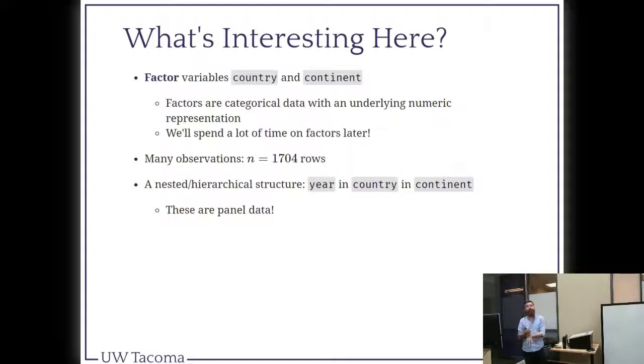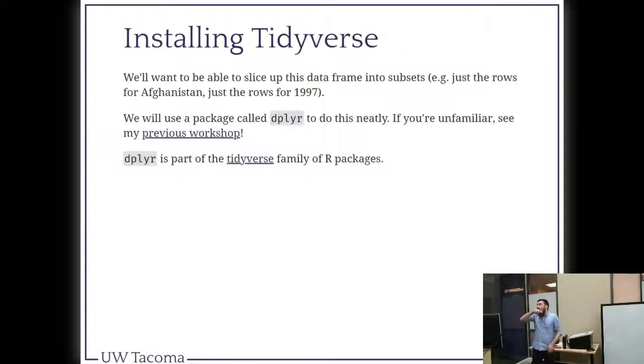So these are a type of panel data, something that you would really commonly encounter if you do national level work, or let's say you work with something like individuals nested in neighborhoods or something like that. Almost all the work that I do involves some sort of multiply nested data. So one thing we're going to want to be able to do in plotting is slice this data frame up, these Gapminder data, into subsets. So for instance, we might want to just plot the rows from Afghanistan or just rows in the data from the year 1997.